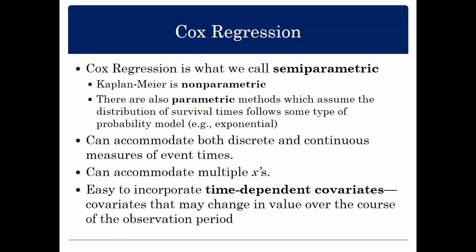I've already talked a little bit about Kaplan-Meier. Kaplan-Meier is a non-parametric method, so it doesn't have any assumptions. It makes no assumptions about the data. But Cox regression does make some assumptions. It's called semi-parametric in that we assume that we have that constant treatment effect over time, or proportional hazards.